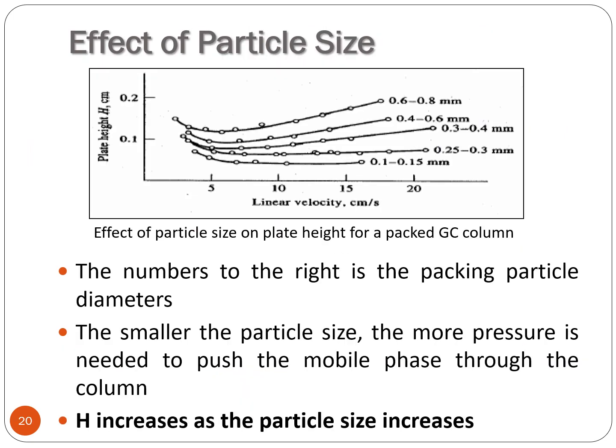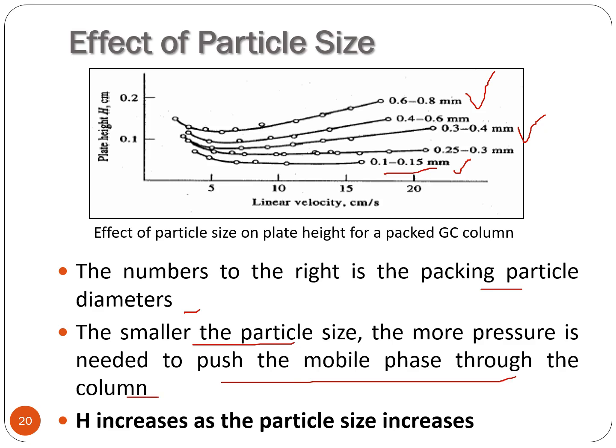Okay, so the second one is the effect of the particle size. The effect of the particle size of the packing material or the stationary phase. Okay, the numbers to the right are the packing particle diameters. Okay, ni diameter of the packing material lah. Okay, yang bawah ni yang paling kecil sekali. Okay, so kita kata the smaller the particle size, the more pressure is needed to push the mobile phase through the column.